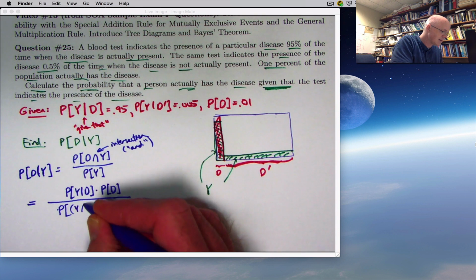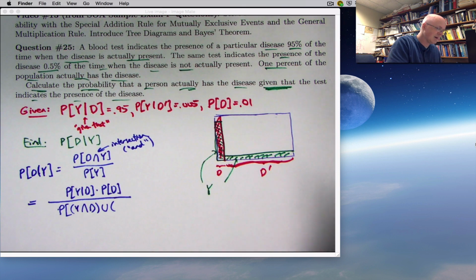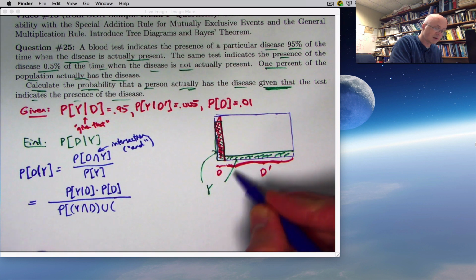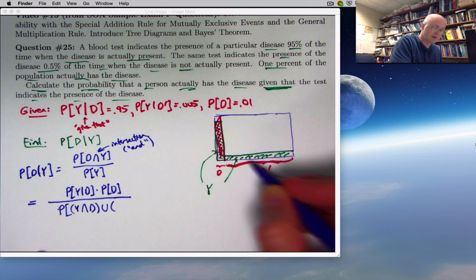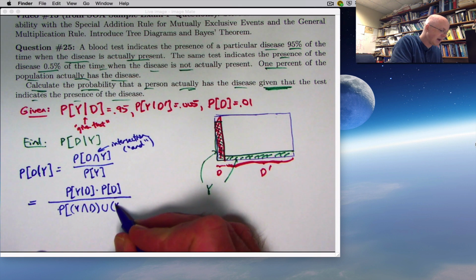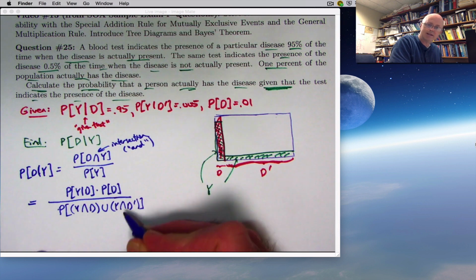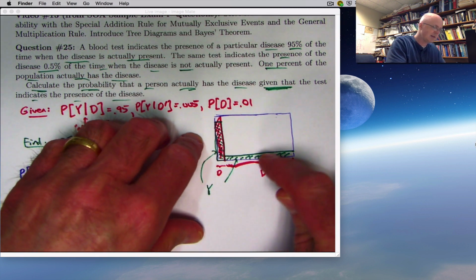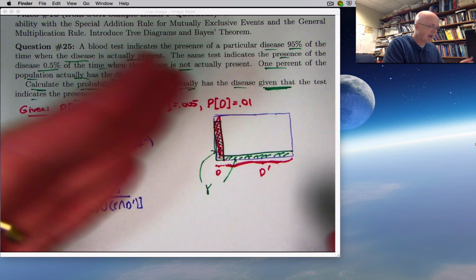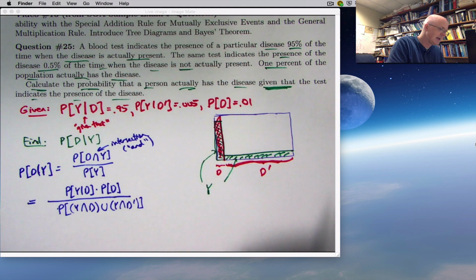That's Y intersected with D, and I'm unioning that, combining it with this rectangle over here, which is really Y intersect D prime. D prime is the entire white box originally, which also has this shaded part down here. That's Y intersect D prime. Those are disjoint sets. They are non-overlapping. You can see in this picture, this rectangle in green and this rectangle in green have no overlap. The line that they share in common is not really an overlap.